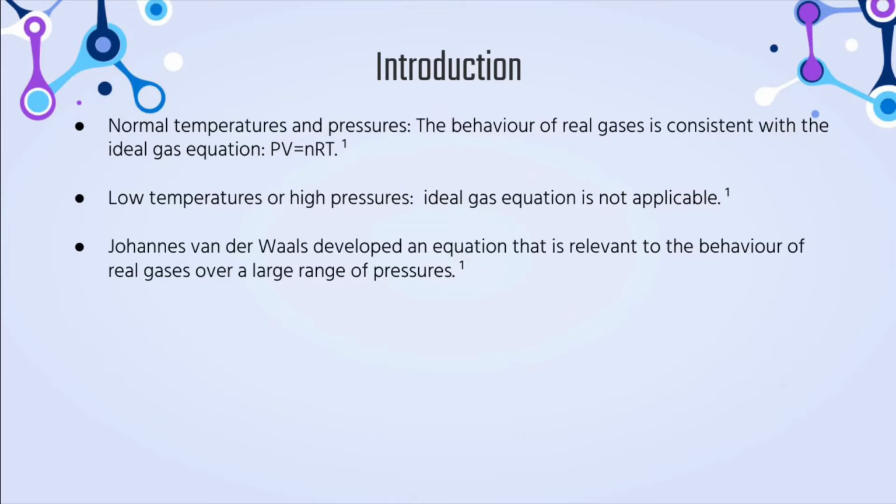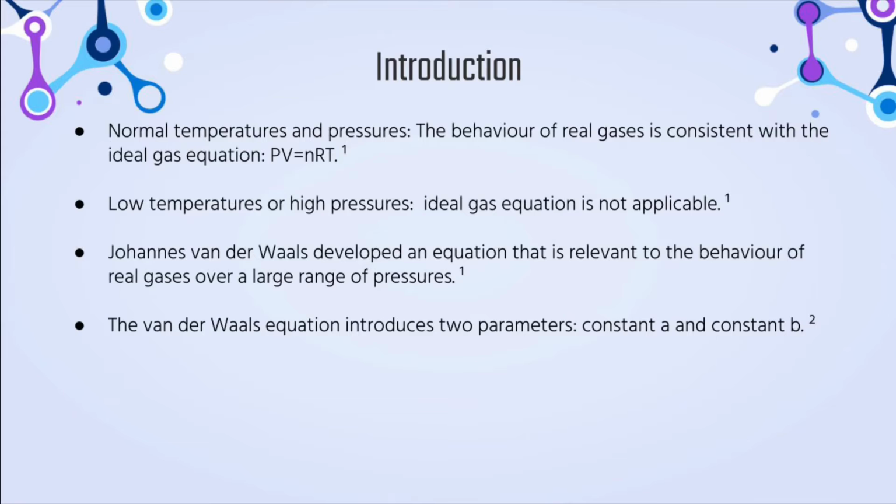In 1873, Dutch physicist Johannes van der Waals developed an equation which was relevant to the behavior of real gases over a large range of pressures. The van der Waals equation is a method of calculation used to understand the behavior of real gases by introducing two parameters, constant A and constant B.